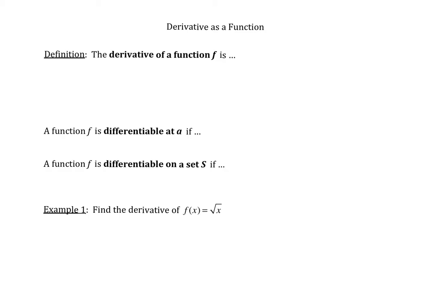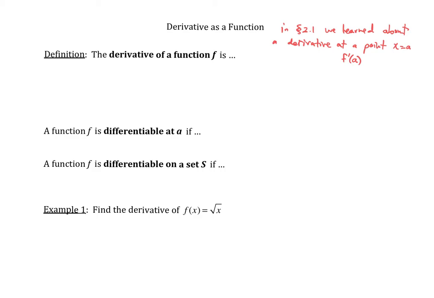Let's talk about the derivative as a function. Now, in section 2.1, we learned about a derivative at a point x equal to a. So that was written as f prime of a. And we actually had two different definitions.